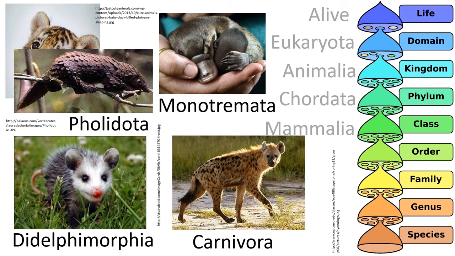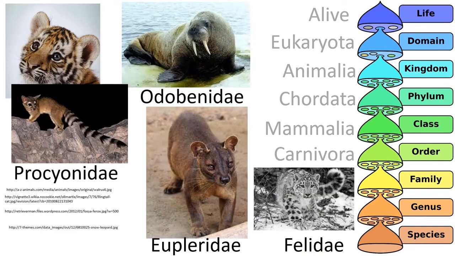There's also the monotremes. That's the platypus. These guys are really weird because they lay eggs, and these are even poisonous. And now they've figured out they glow under UV light. Totally cool. And then there's the carnivores, the ones that eat meat. So our little tiger cub is a carnivore. All right, life's looking good.